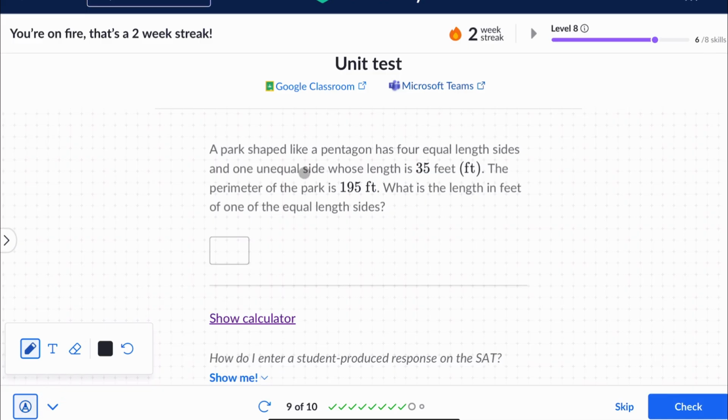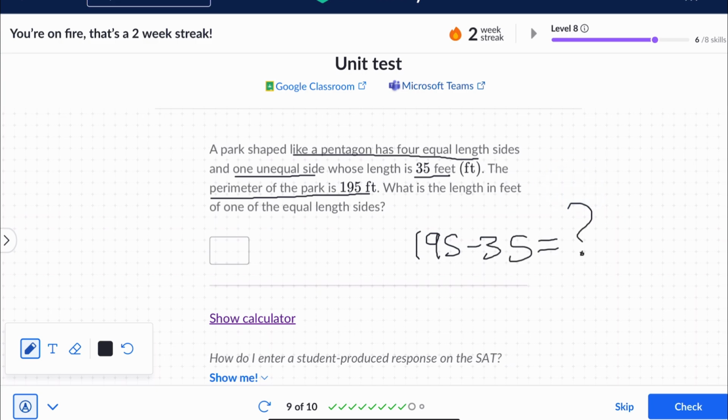Okay, so a park is shaped like a pentagon and has 4 equal length sides, and then there's 1 unequal side, which we know the length of. So all we have to do is subtract that unequal side from the total perimeter, which is 195. So 195 minus 35, and it's going to give us a number. And then all we have to do is divide that by the number of equal sides, which is 4, and it would give us that number which all the equal sides are equal to.